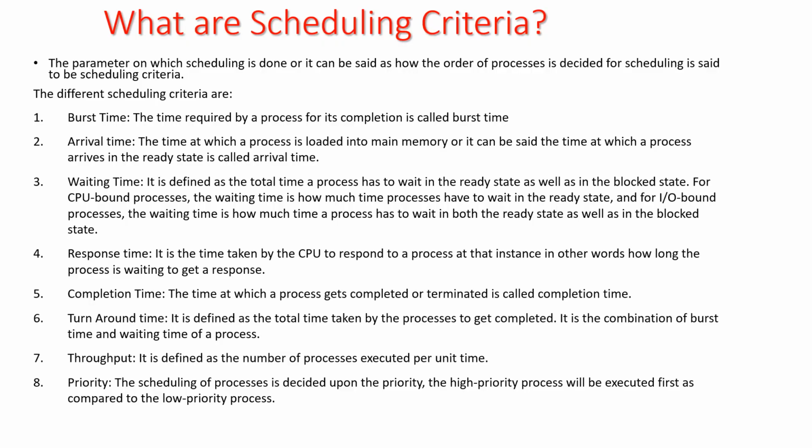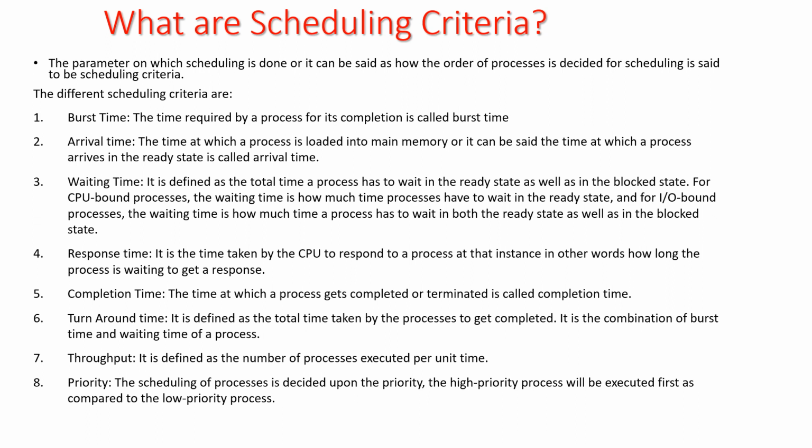Then comes the scheduling criteria. The parameters on which the scheduling is done, or how the order of processes is decided for scheduling, are termed as the scheduling criteria. There are 8 different parameters on which the scheduling criteria is decided. First is the burst time. Burst time is the time required by a process for its completion.